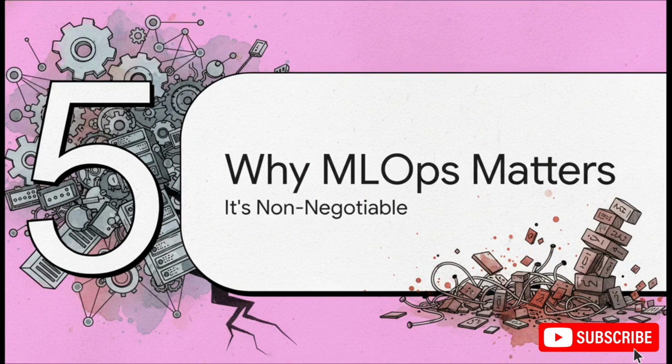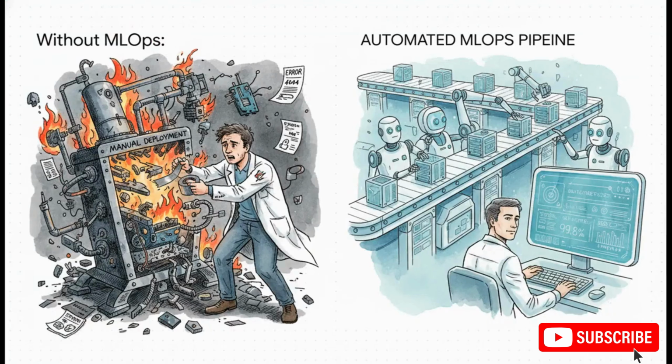So why is this a non-negotiable? Why can't data scientists just toss their models over the wall and hope for the best? Because it creates two totally different worlds. Without MLOps, you've got manual work, broken models, and zero visibility. With MLOps, you get an automated, reliable, and monitored system that can actually grow. It's the difference between a science fair project and a real business.